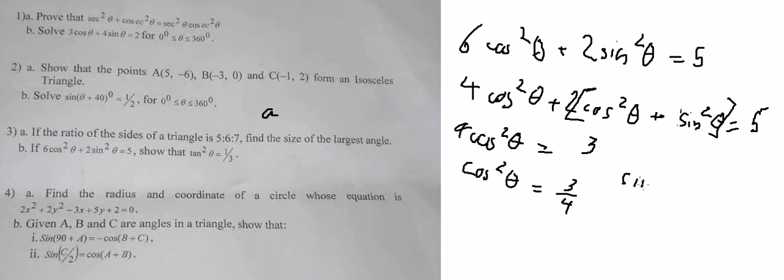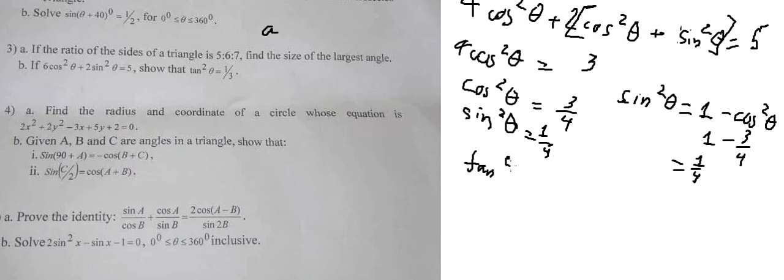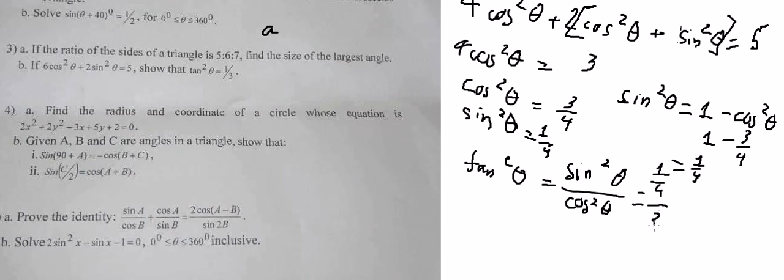So if we want to find sine theta squared, we have 1 minus cosine theta squared. Cosine theta squared is about 3 over 4. And you got about 1 over 4. We know that tan theta squared, we can put sine theta squared divided by cosine theta squared. So we have number in here, and you got about 1 over 3.